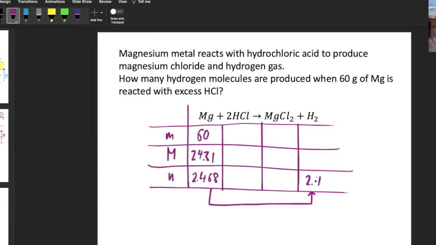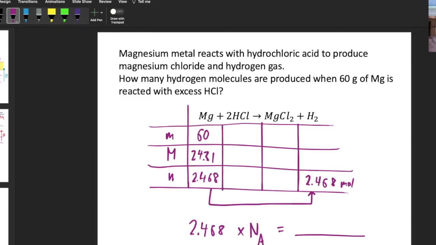For this question, they don't want you to find this. They just want you to convert this, this is moles, to molecules. They want the entity. You just have to multiply by Avogadro's number. That's the answer. Done. It's not asking for grams. So just multiply by Avogadro's number.